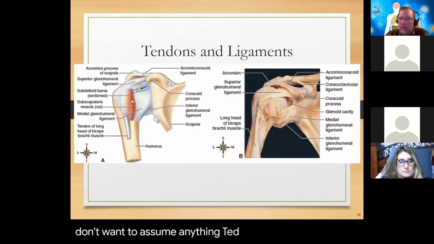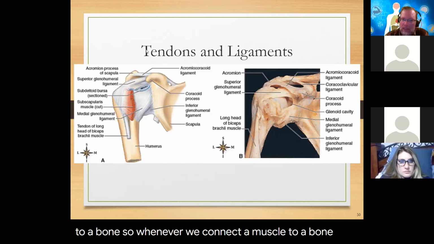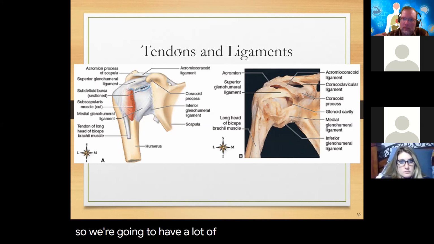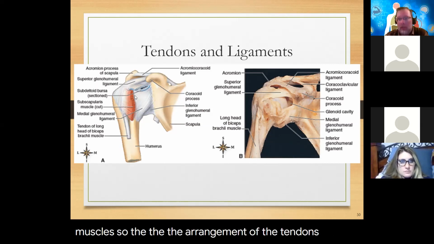Tendons connect a muscle to a bone. So whenever we connect a muscle to a bone, we're looking at the tendon, that is the attachment site. So we're going to have a lot of linear movements, right, with muscles. The arrangement of the tendons, or the fibers of the tendons, is going to be in a linear arrangement as well.